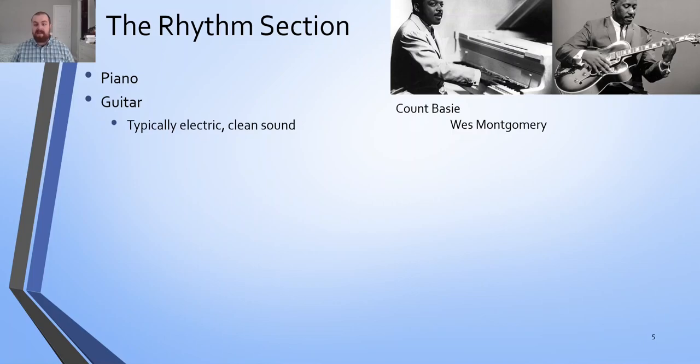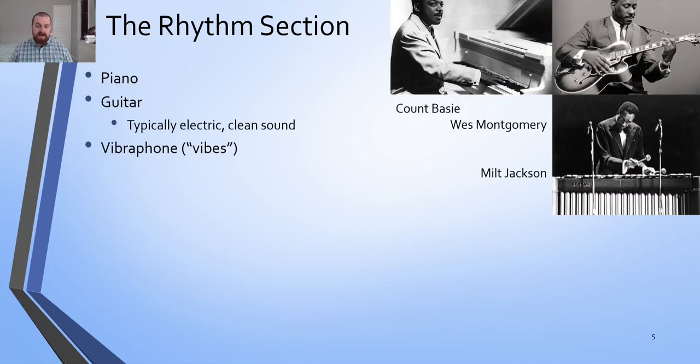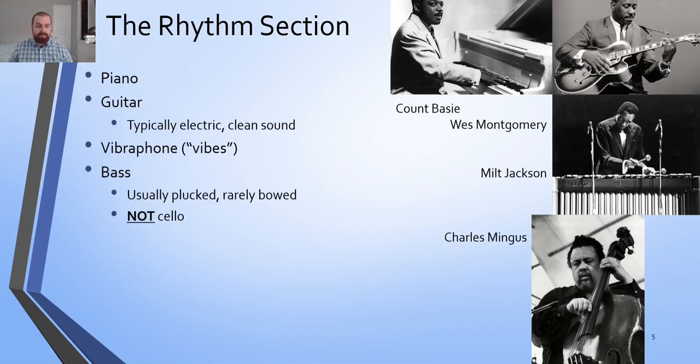Vibraphone, also called vibes. There's Milt Jackson on the right there. The vibraphone looks somewhat like a xylophone, but they are completely different instruments. Vibraphones have a metallic sound and tubing at the bottom that allows them to reverberate or vibrate, hence vibraphone. And you actually see them with relative frequency in jazz environments. The bass, which is usually plucked, but occasionally bowed. Not a cello. This is a huge difference. A cello is a smaller, classical instrument. The bass in the jazz context is upright, is much bigger, and is usually plucked. Like I said, it's rare to see it bowed, but it does happen sometimes. And then finally, the drum set.